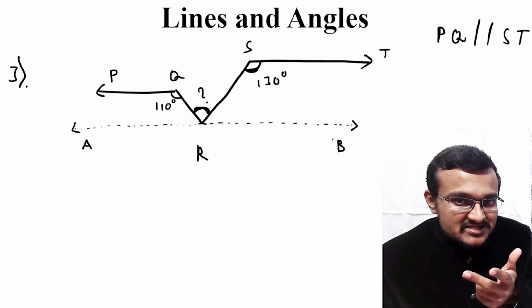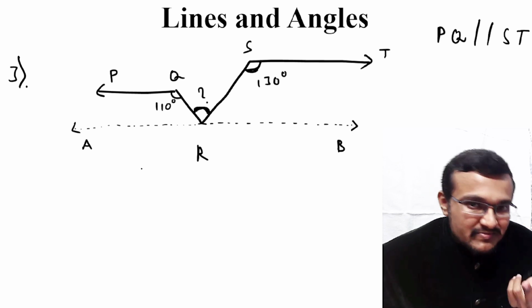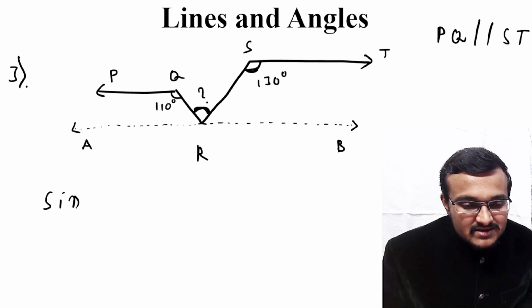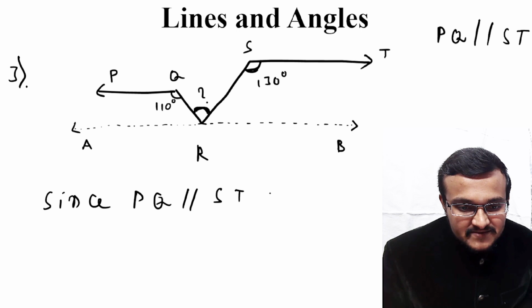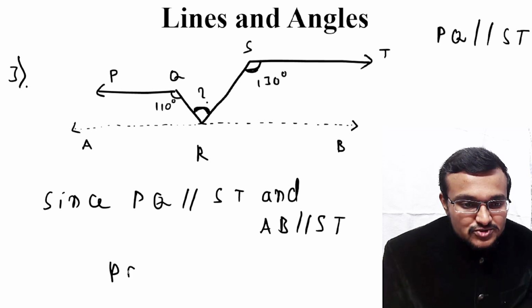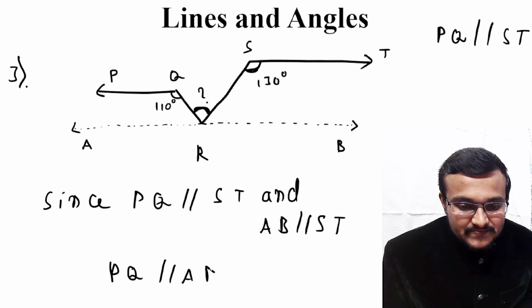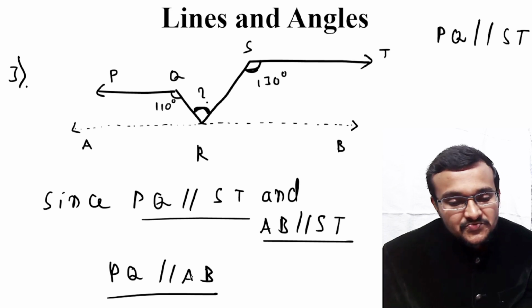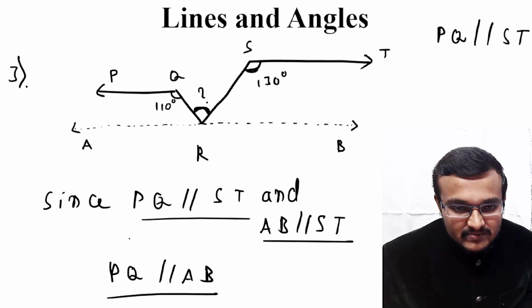If AB is parallel to ST, then AB should also be parallel to PQ, because PQ is parallel to ST. So here, since PQ is parallel to ST and AB is parallel to ST, according to theorem 6.6, PQ should be parallel to AB. So this one thing you can remember.